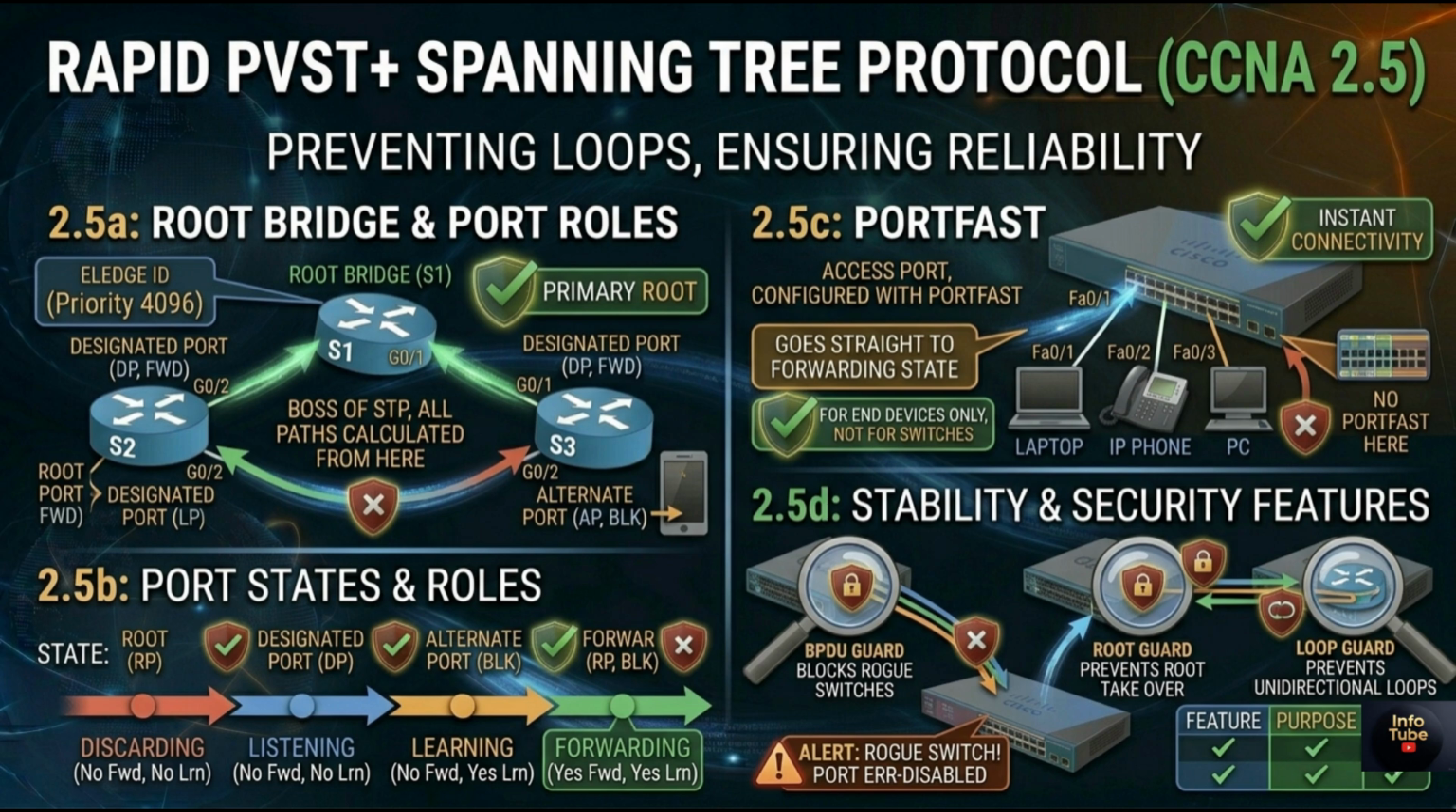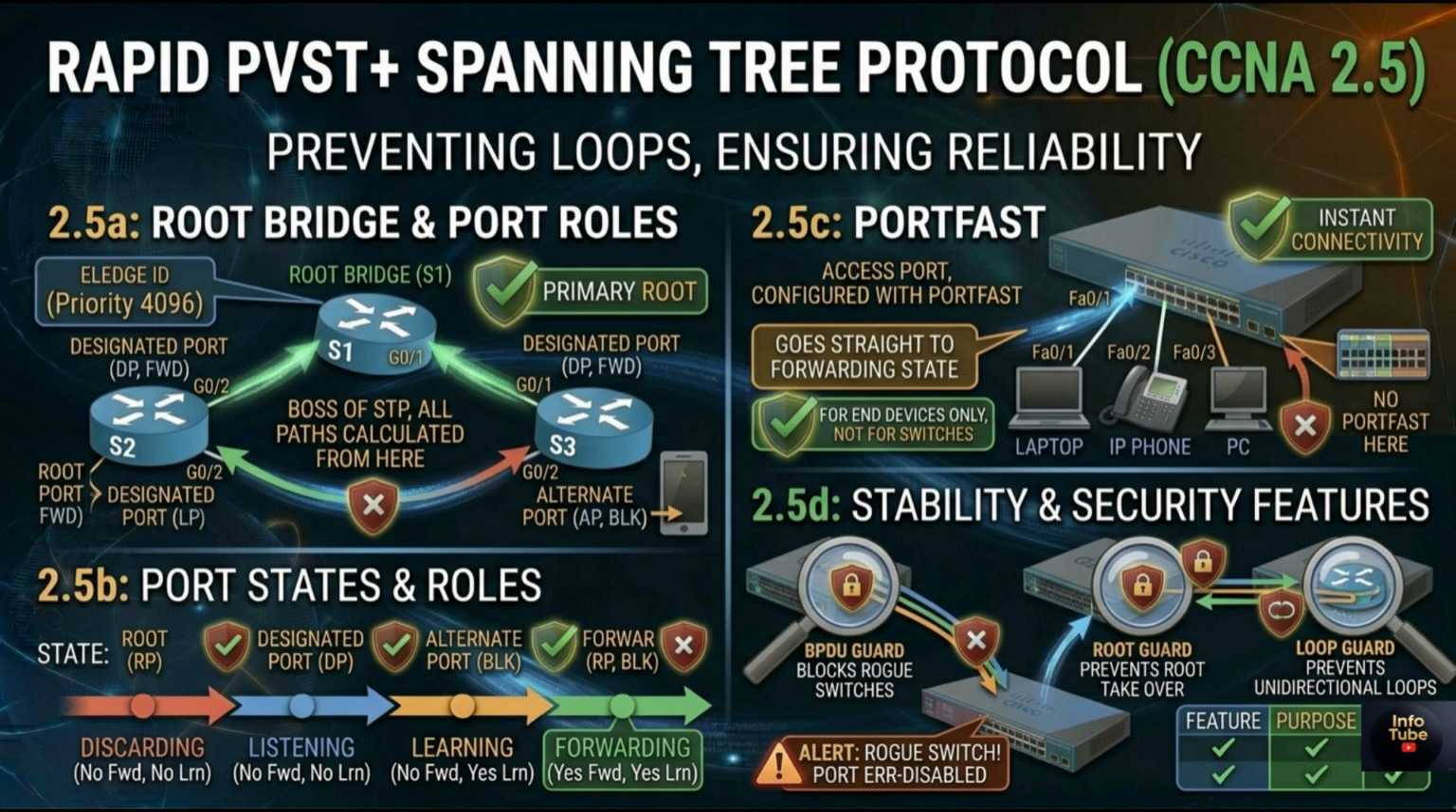2.5a. Root bridge and port names in every spanning tree network. One switch is elected as the boss, known as the root bridge. All other switches find the fastest path to it. You can manually set a primary and secondary root bridge to make sure your most powerful switches are always in control. The root port is the best path on a non-root switch to get to the boss. A designated port is a port allowed to forward traffic away from the root. An alternate port is a backup port that is currently blocked to prevent a loop.